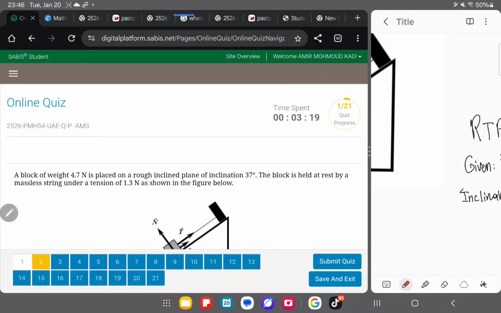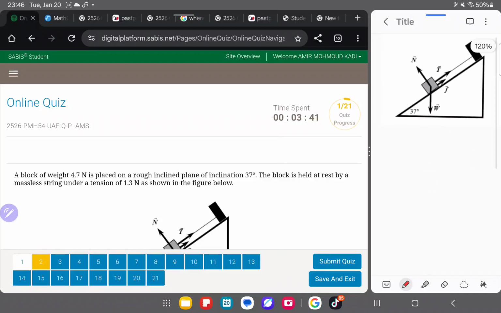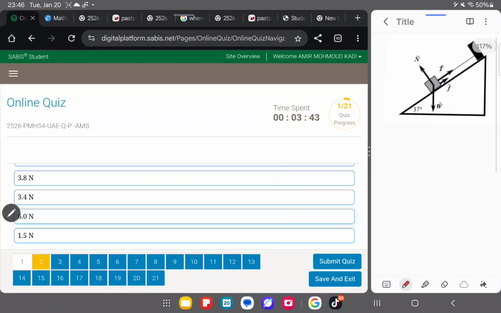They gave us a few things, not three. Let's see here. They first gave us the inclination of the slope made with the normal. Sorry, made with the horizontal, which is 37 degrees. They gave us the weight of the block, which is 4.7 newtons, and the tension of the string right here. However, I'll show you why the tension is not going to be really relevant for now. This is a super easy question, and they try to complicate you in this stuff.